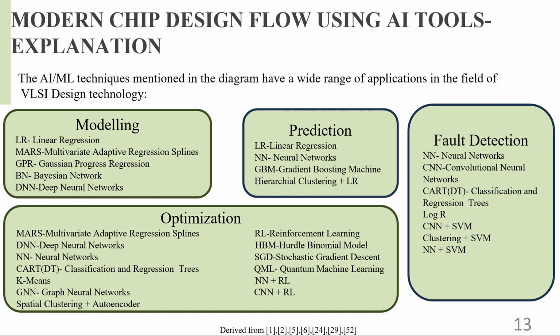For optimization, there are a good number of AI techniques that can be used. Some of them were already mentioned. Techniques like RL optimize by learning the best action to take in a dynamic environment. Deep neural networks can be used for design exploration. Hurdle binomial model is used for dealing with discrete optimization problems. K-means can be used to group similar designs together.